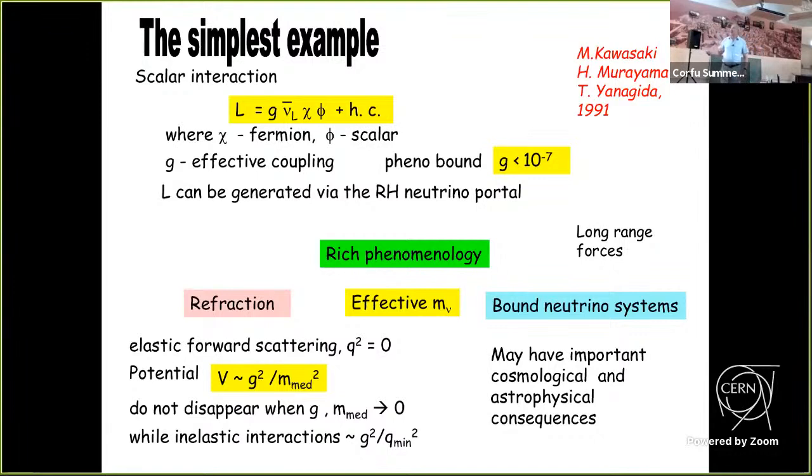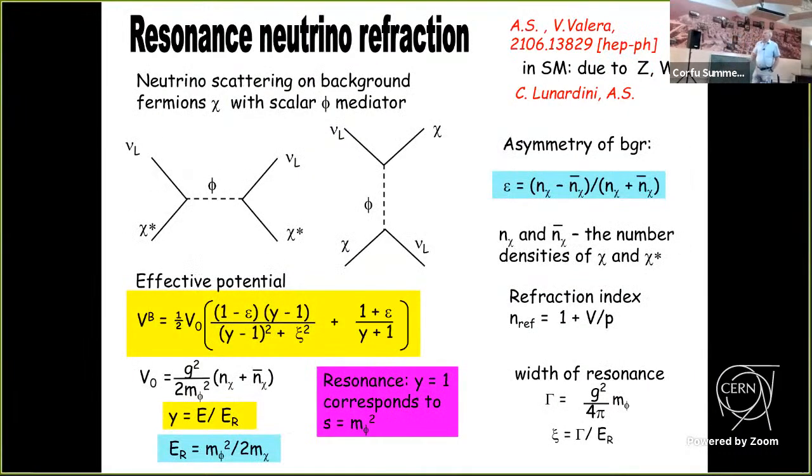It's interesting, it's simple, but it has a very rich phenomenology for light particles. So we can have new effects in refraction. What is important is that this effect is proportional to g squared over the mass of the mediator squared. Therefore, when you reduce g squared and the mediator mass, this effect doesn't disappear. So that can actually generate an effective mass of neutrino. Or with this, we can even produce bound neutrino systems, like bound stars, clouds, etc. Let me give you one example. Here we have the background formed by fermions with some asymmetry, which is given by epsilon. So fermions, antifermions here. An example is relic neutrinos, for instance, one of the examples of such a situation.